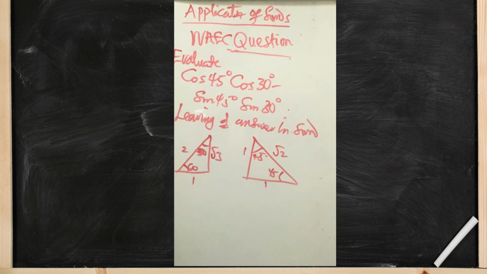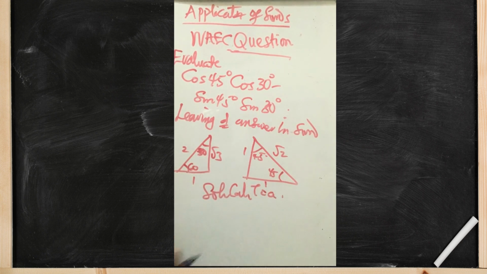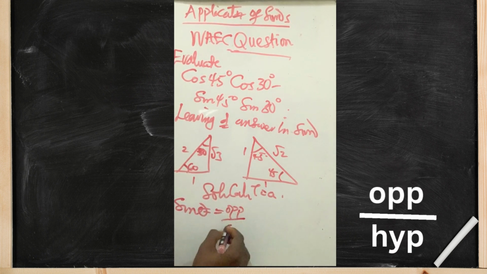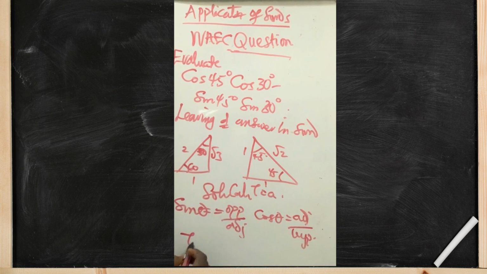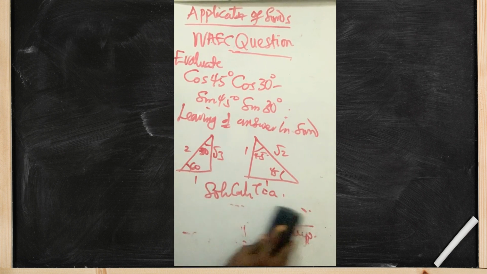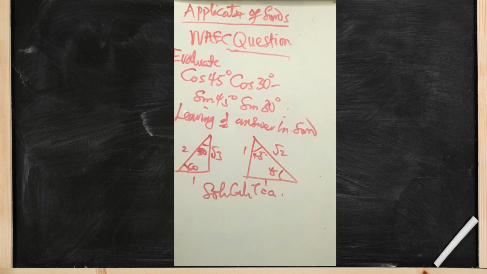Now I already established from a previous video what we call SOHCAHTOA: sin theta equals opposite over hypotenuse, cos theta equals adjacent over hypotenuse, tan theta equals opposite over adjacent. So we're going to be applying the same thing here. All we need is already on board for the interpretation of the question from the triangles that are before us.